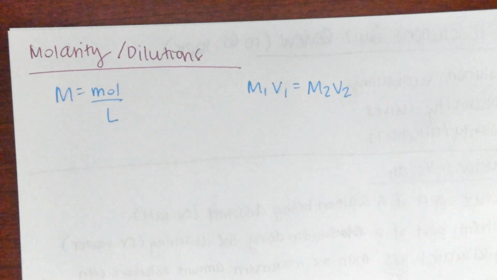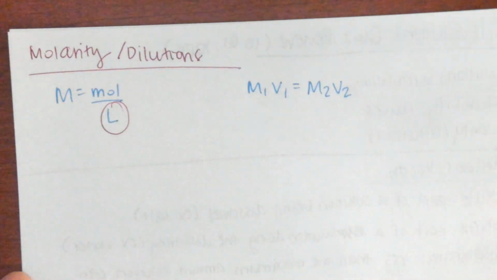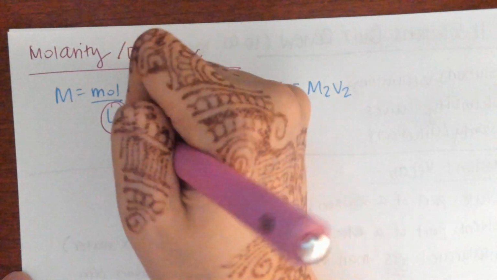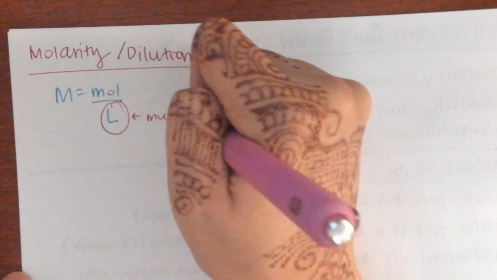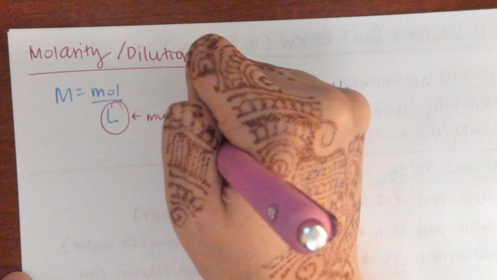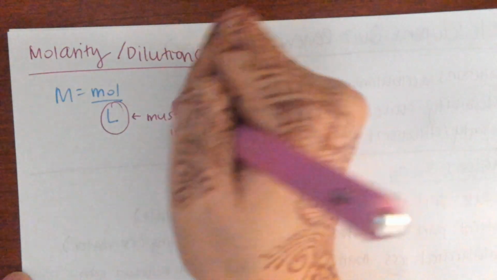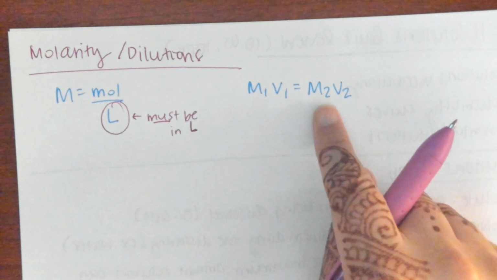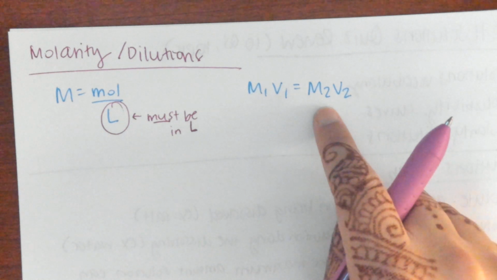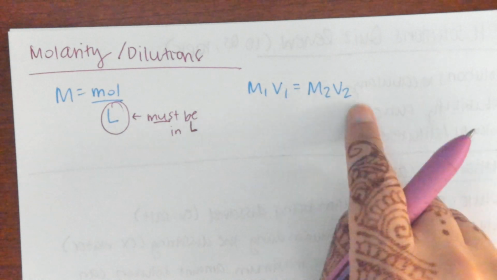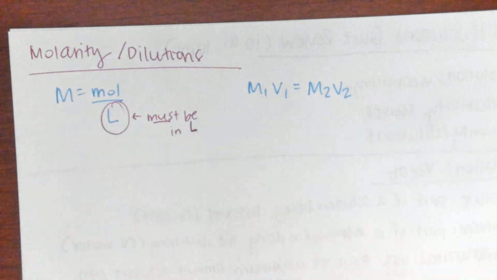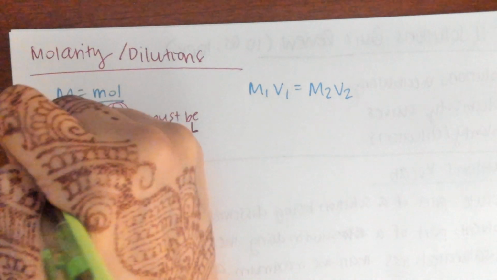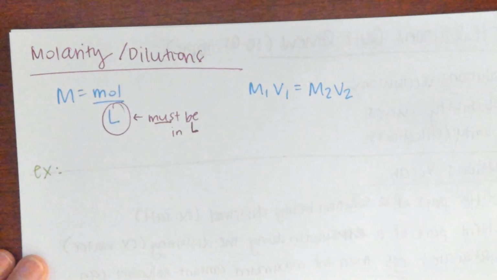And then for molarity, for this equation, it has to be in liters, okay? So if the question has it in milliliters, what do you do? Divide by 1,000. However, this equation, the dilutions, you can keep it in milliliters, as long as both V1 and V2 are in the same unit. Alright? So let's do one question. We'll do one question of each. Okay?